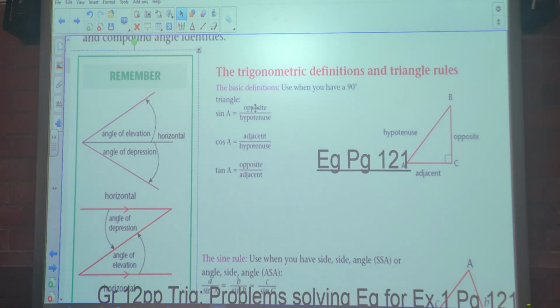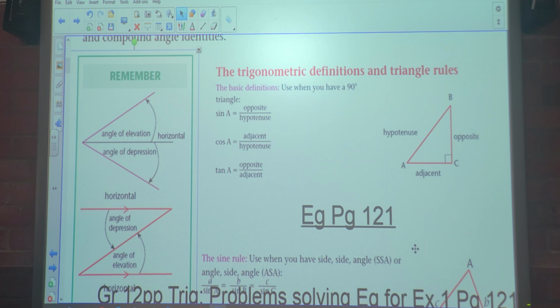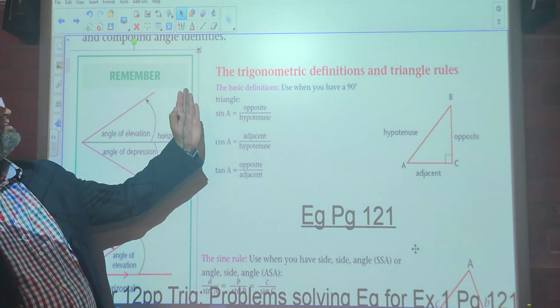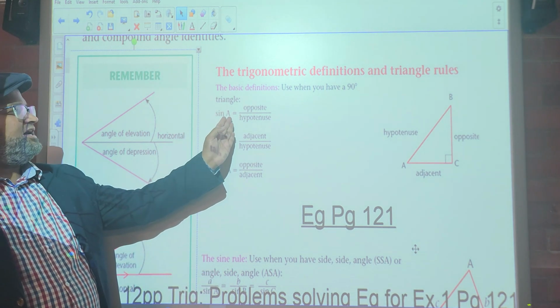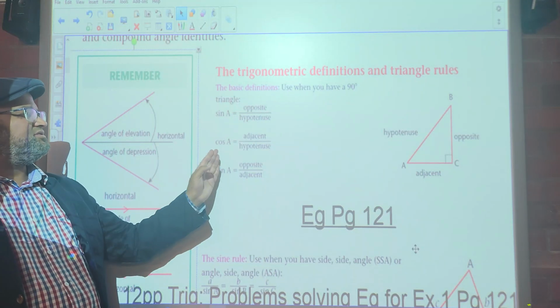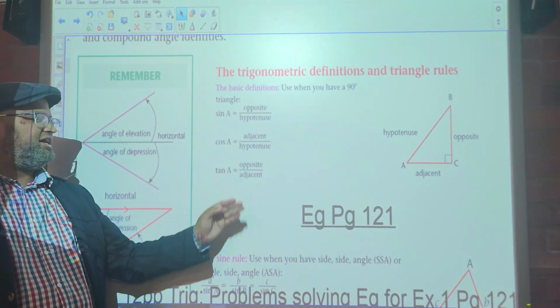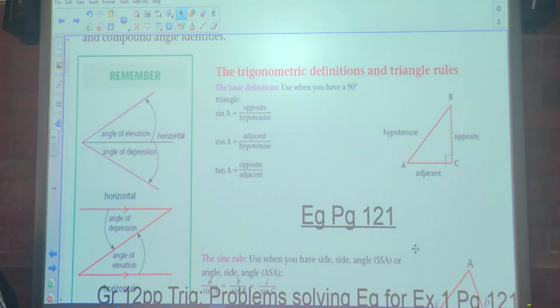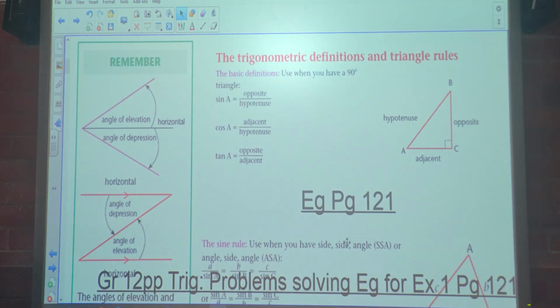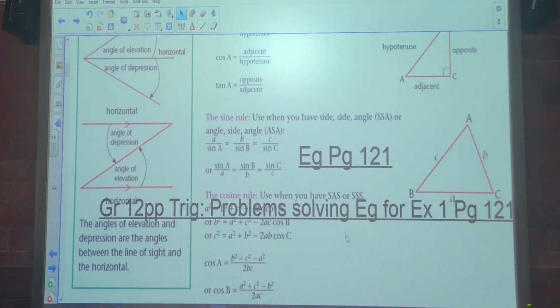Also to note at this point is that the trigonometric definitions and triangle rules still apply. The basic definition is sine of A is equal to opposite over hypotenuse, cos is adjacent over hypotenuse, and tan is opposite over adjacent, which is SOH CAH TOA.